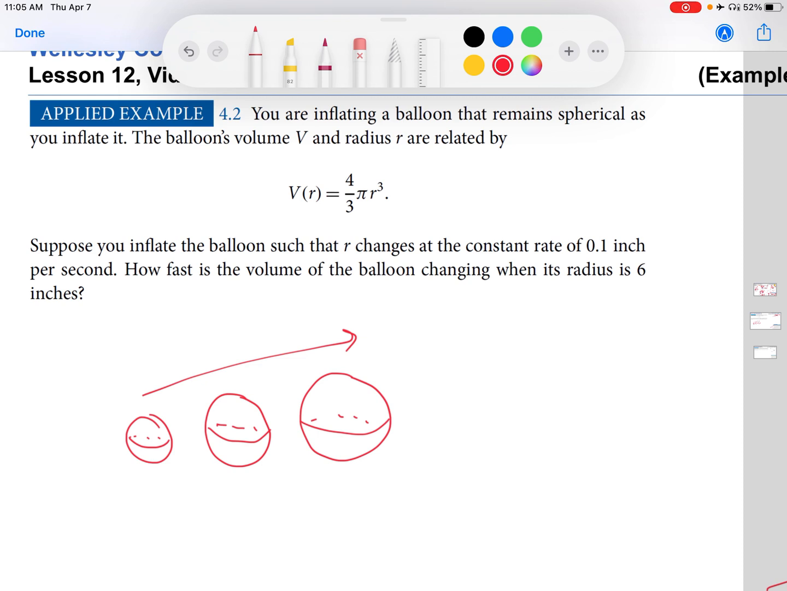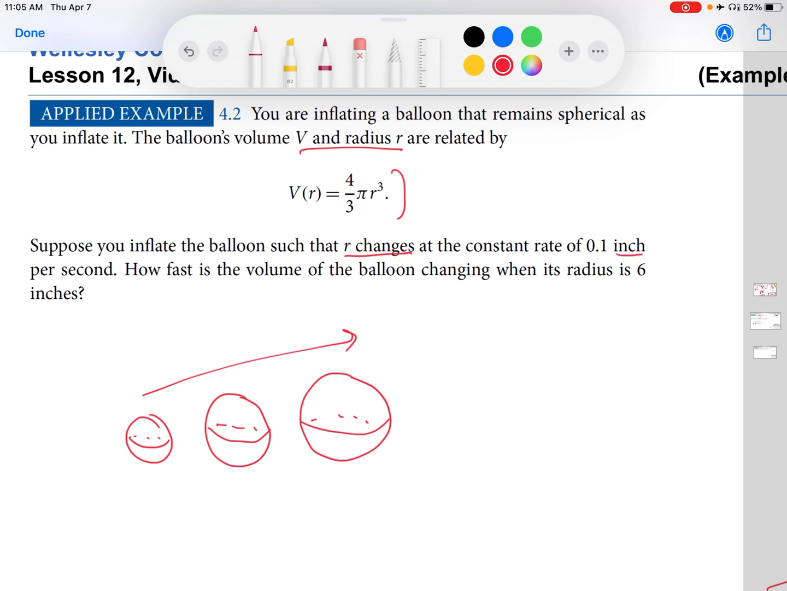So the balloon's volume V and the radius R are related by this equation. This is the volume of a sphere with radius R. Great. So we have some sense of what's going on here. And the hint that this is going to be a related rates problem comes in the next paragraph. Suppose you inflate the balloon such that R changes at the constant rate of 0.1 inch per second.